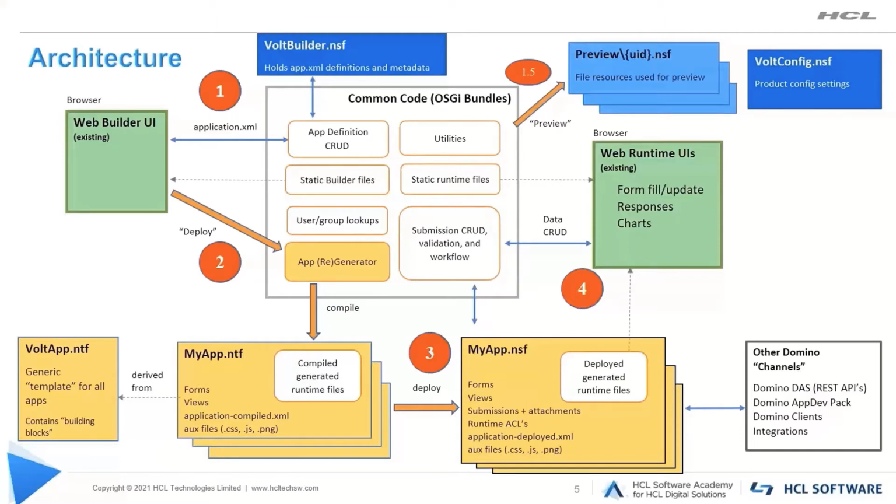At number 3, if there is no error, then the design is pushed from the NTF to the NSF. This ensures the working production app is not hampered by some error while deploying. My NTF inherits the template from vaultapp.ntf. All the product settings are set in vaultconfig.nsf.